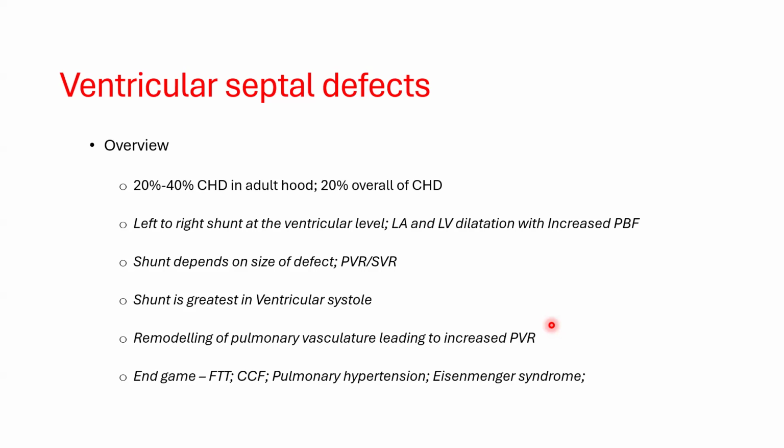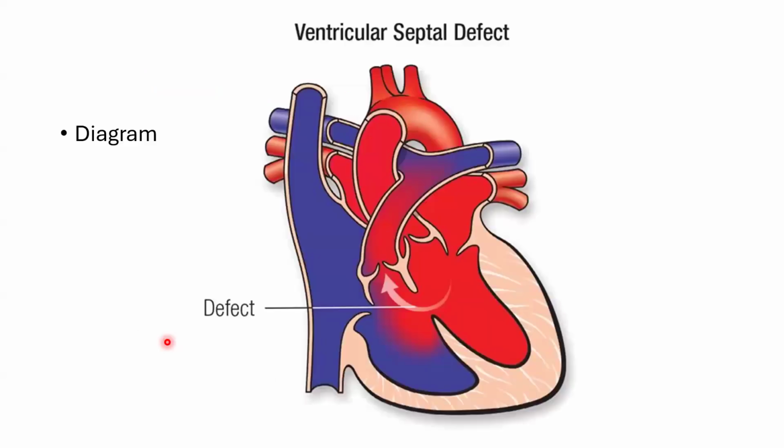ASD primarily causes a right-sided dilatation, and VSD causes a left-sided dilatation, even though they are both left to right heart shunt lesions. The shunt depends on the size of the defect as well as the difference between the pulmonary vascular resistance and the systemic vascular resistance. And then just like the ASDs, there's remodeling of the pulmonary vasculature leading to increasing pulmonary vascular resistance. Pulmonary hypertension, Eisenmenger, may ensue if the defect is big and not repaired.